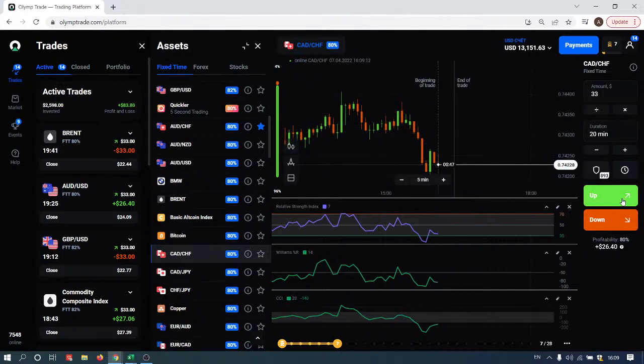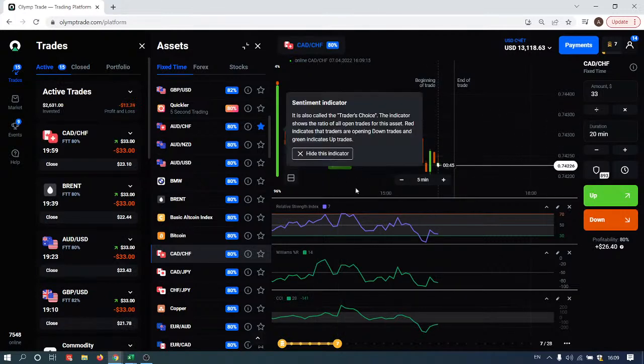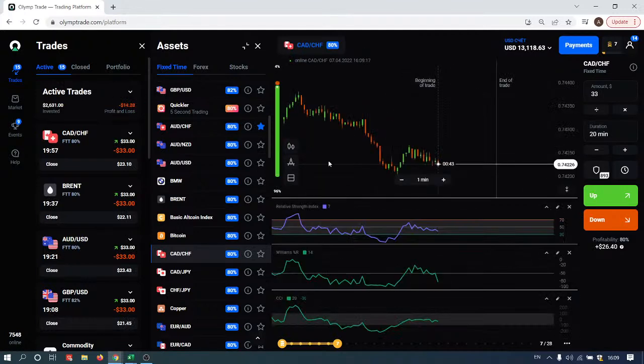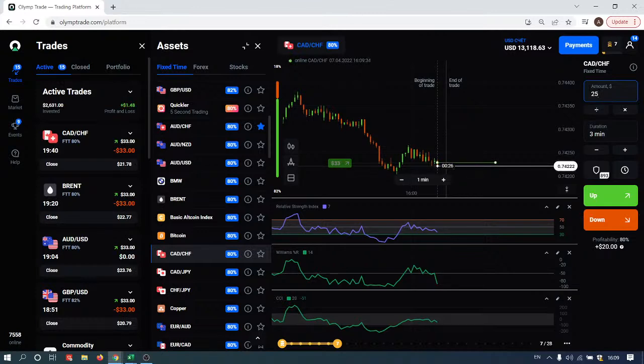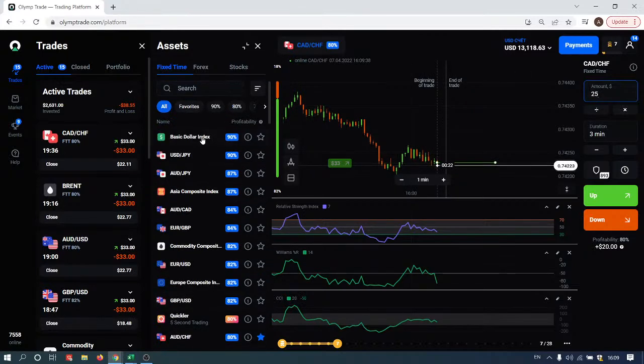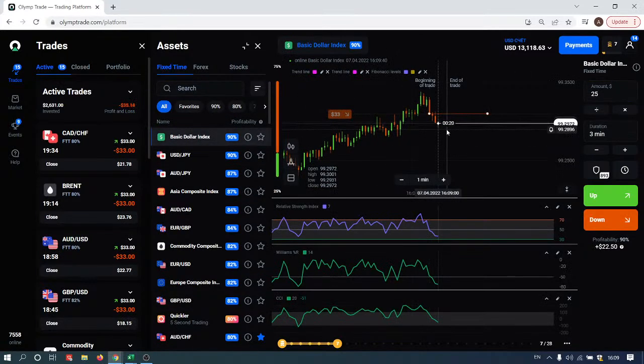CAD, so the Canada against the CHF. All right, guys, this is it. No more 5-minute time frame and no more long trades. So let's switch. Now I'm switching back to my normal mode of trading, which is 1 minute time frame, and the duration of trades will be three minutes. Yeah. Let's do it with 3 minutes. So let's give it a try.